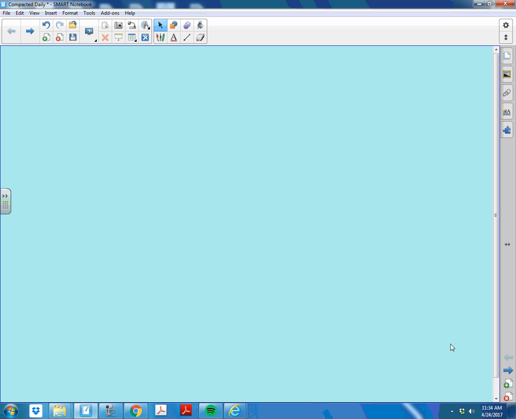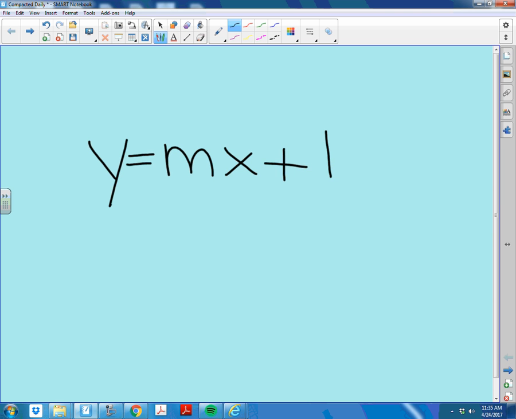Okay, so last week we started to learn a little bit about the slope-intercept form of an equation. And the slope-intercept form of an equation is what? What does it look like? Bennett? Y equals mx. Perfect. Y equals mx plus b. So we have y equals m times x plus b.